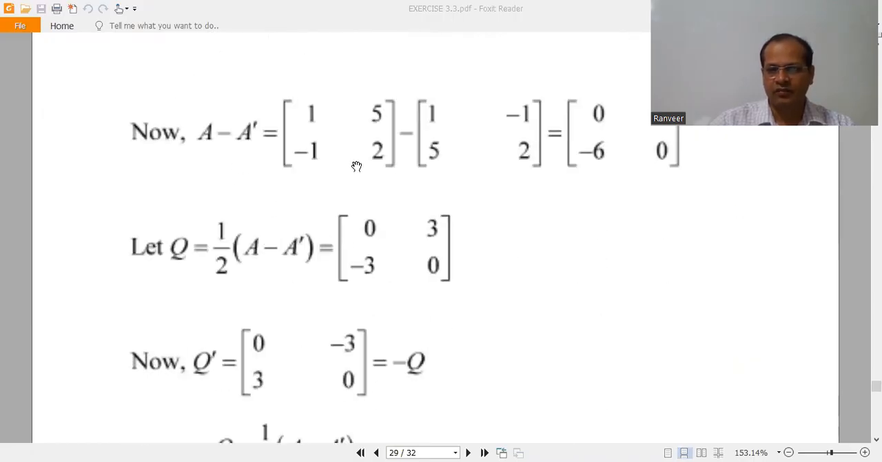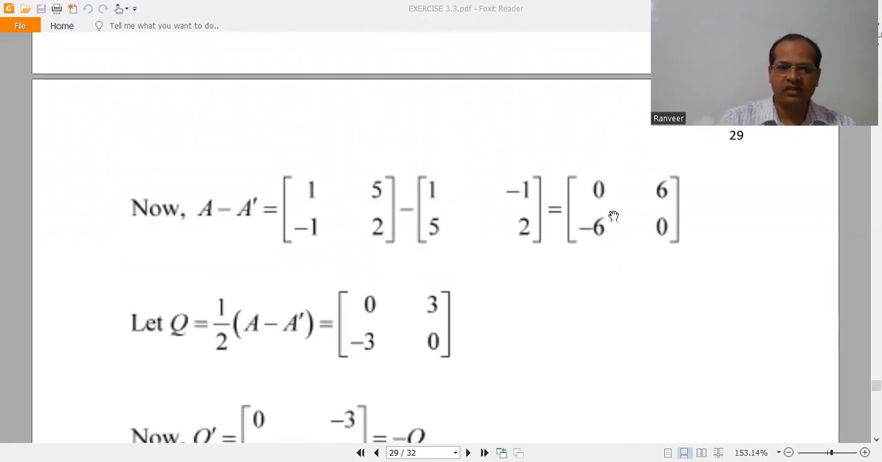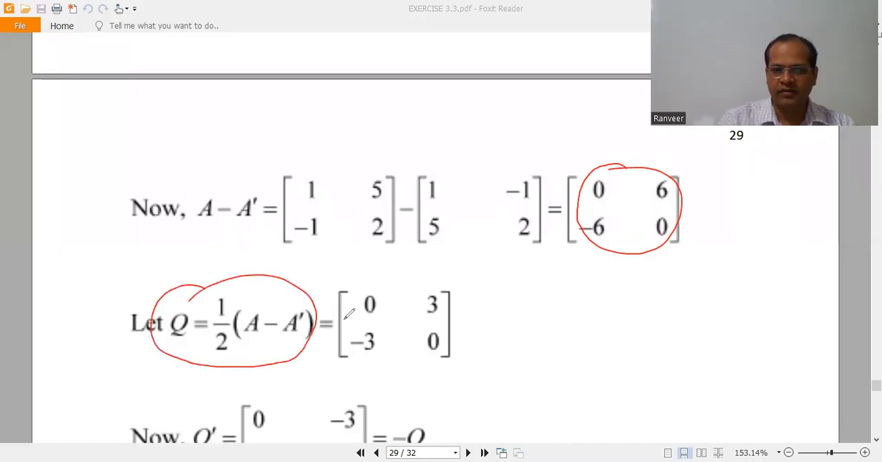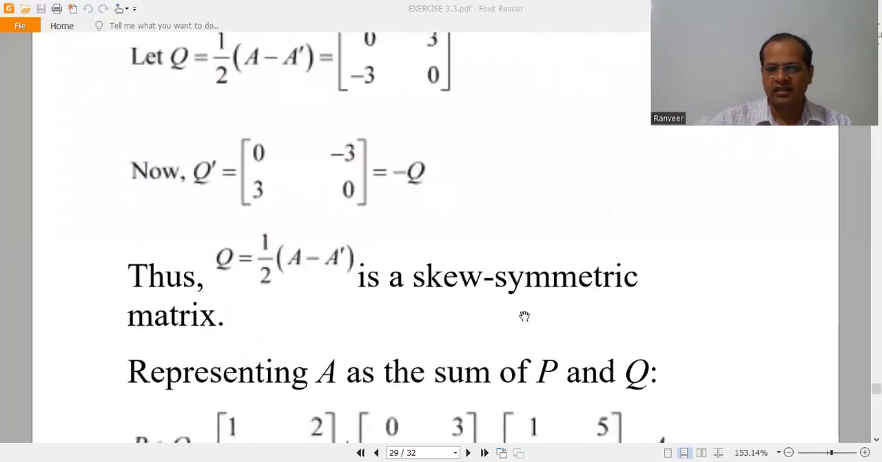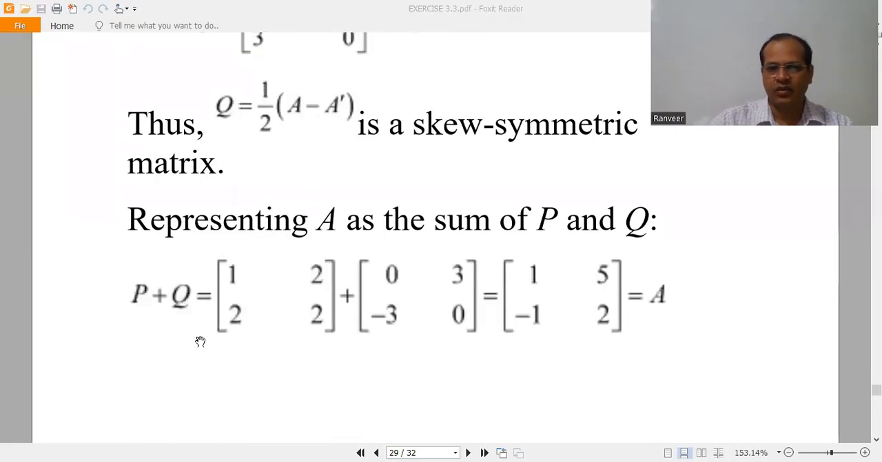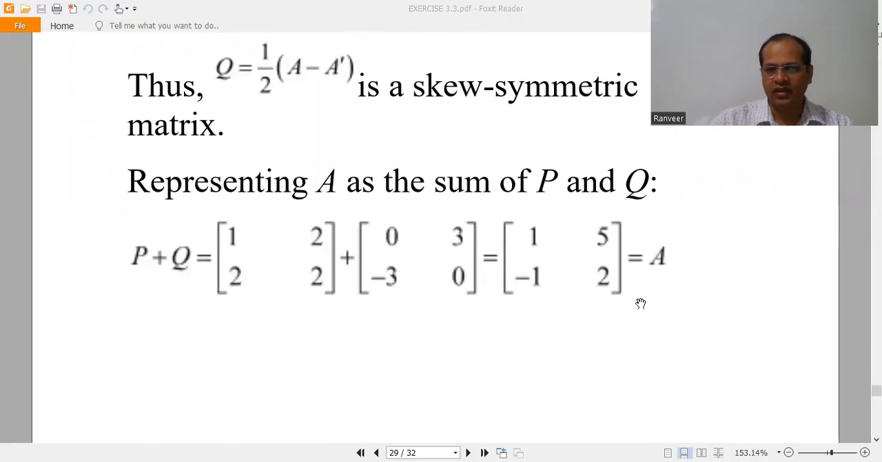Similarly, A minus A complement we have to find out. So A minus A complement, after finding it out, this is the value, and we represent half of that by Q. So this is the half, and we find Q complement. Q transpose is equal to minus Q, and this represents a skew symmetric matrix. This is the representation of Q, and as we have to represent the sum of P and Q, P plus Q equals A.